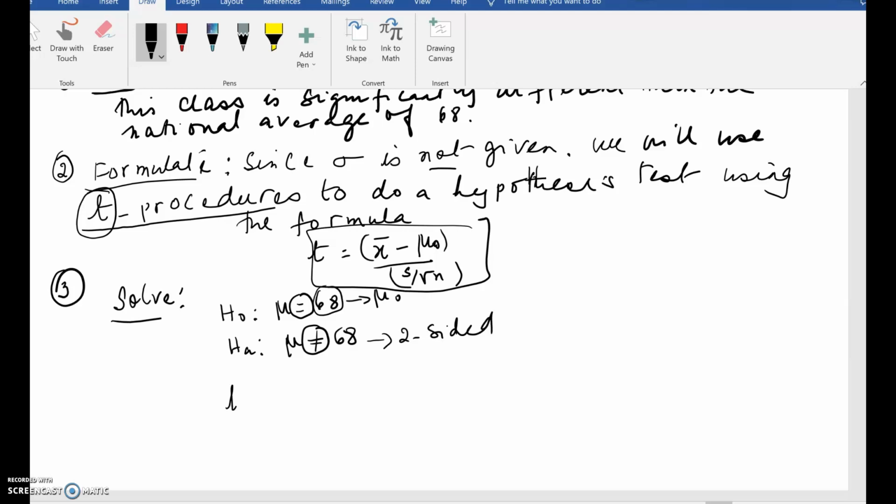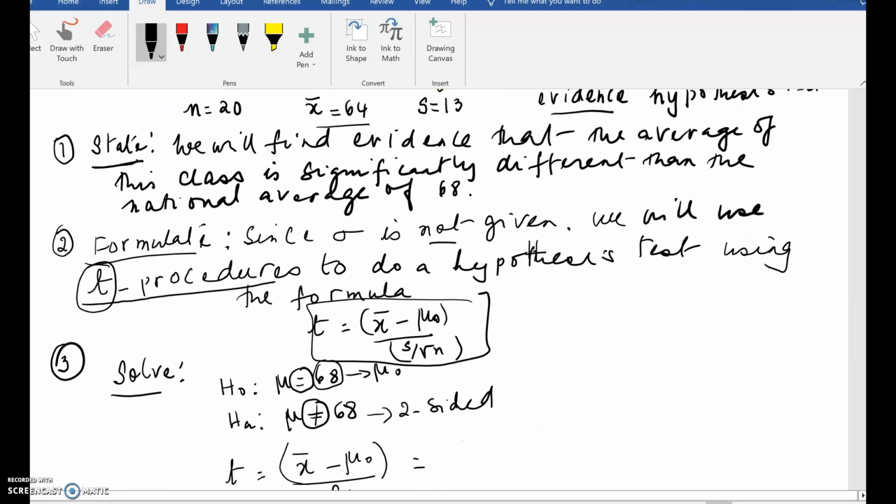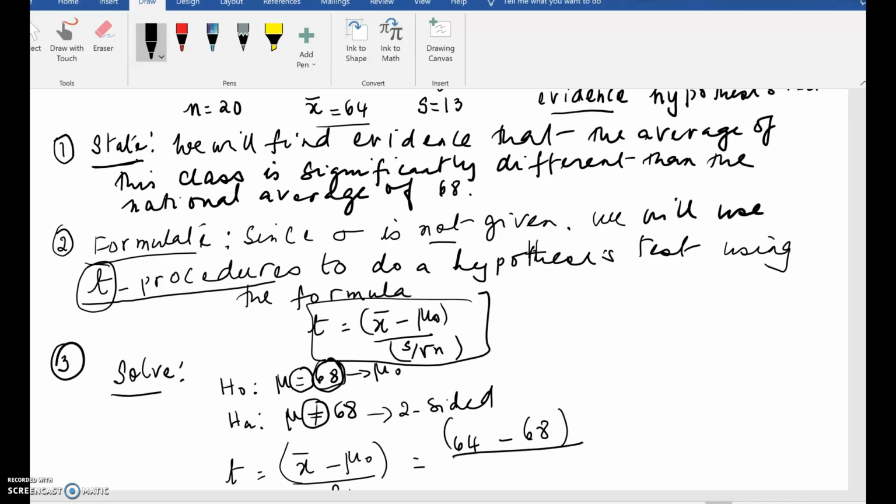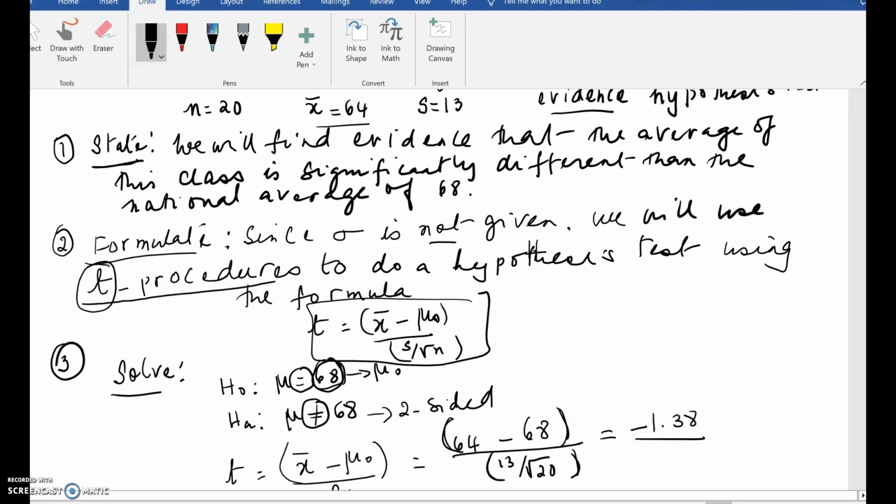Next, we calculate t, which is equal to x bar minus mu 0 divided by s over radical n. So we just plug in all the numbers. We have 64 for x bar, minus mu 0. Mu 0 comes from the H0 and Ha, so that's 68, divided by s, which is 13, divided by radical n. n is the sample size, and that is 20. Use your calculator, make sure you have parentheses around the numerator and denominator, and you get negative 1.38.